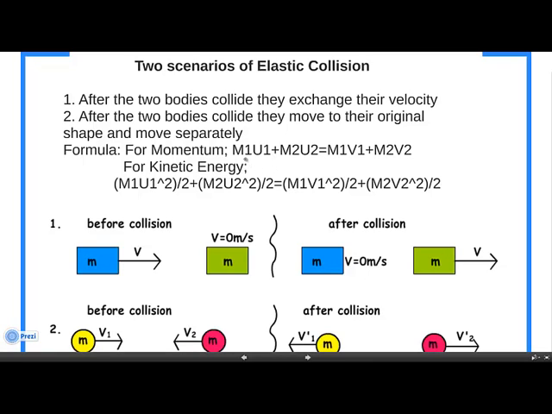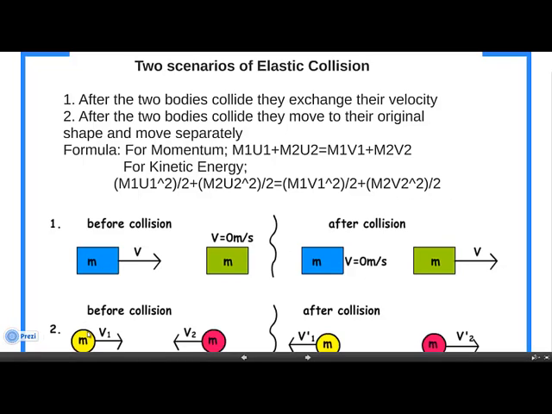Mass 1 times initial velocity plus mass 2 times its initial velocity equals mass 1 times the final velocity plus mass 2 multiplied by the final velocity. For kinetic energy, half m u squared of body 1 added to half m u squared of body 2 equals half m v squared of body 1 after the collision plus half m v squared of body 2 after the collision.